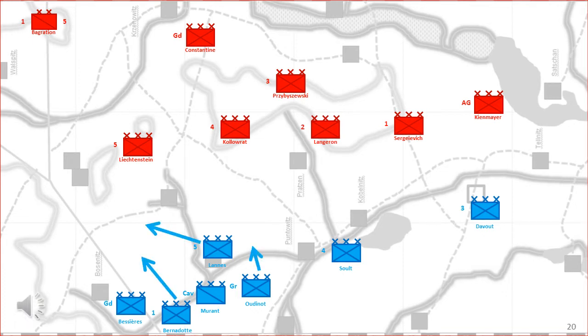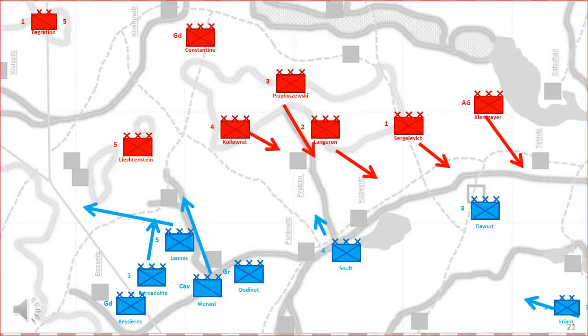This was the position at 06:30 hours on the 2nd of December. The day began with a thick fog which concealed the French move to their attack positions on the left and in the centre, which gave the French a big advantage.